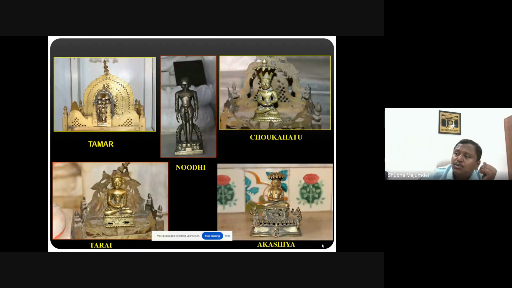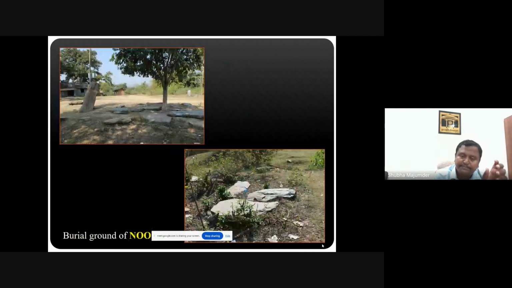So we need to understand that whenever we find an inscription on the back side, it is very helpful to know when and how the images were donated by the traders. So we can understand the presence of these images, and it shows the popularity of Jainism at the micro level. We have found this burial ground.